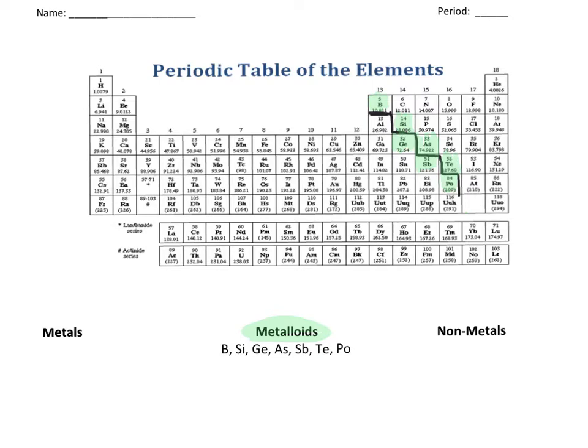Everything to the right of that staircase is a nonmetal. So all of these right here are your nonmetals. I'm going to color those red or pink. And all the nonmetals are to the right except for hydrogen. Hydrogen is also a nonmetal, but it is right here on this side.